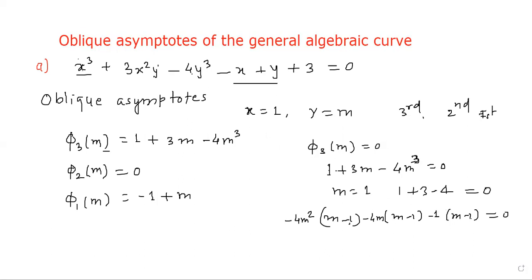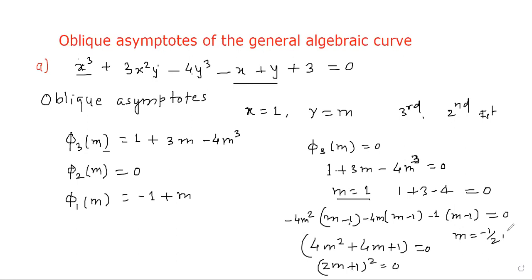Now from here we get 4m square plus 4m plus 1 equal to 0, because the negative sign is there, so that is taken common. And m minus 1 equal to 0 has already given m equal to 1. If we factorize it, this is 2m plus 1 whole square equal to 0. So from there we get two values of m as minus half, minus half. This is the case of a repeated root.